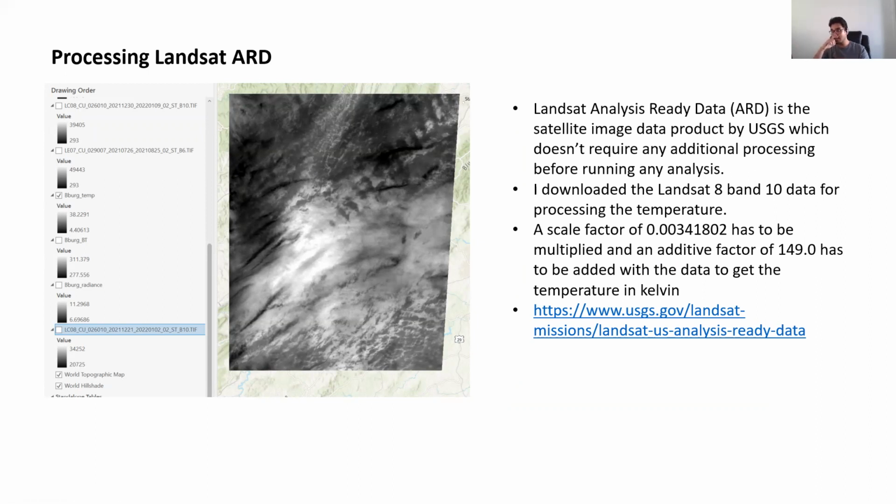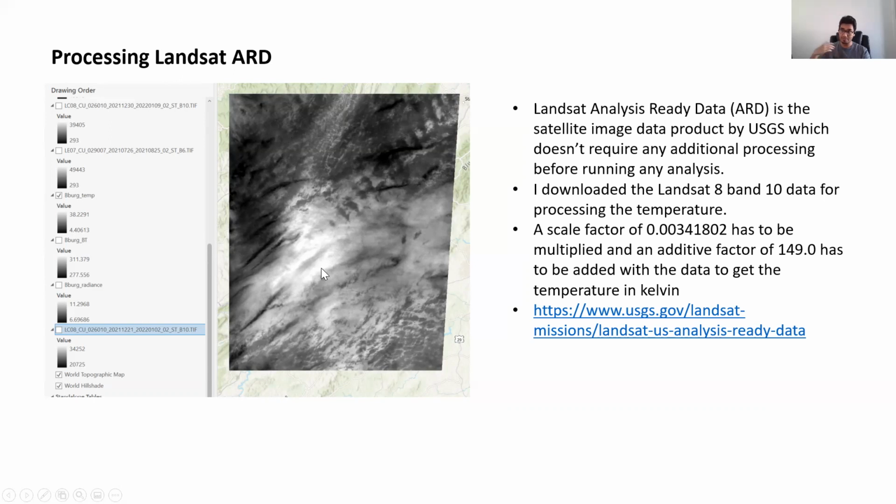The problem I ran into was that I was seeing a value like this. We couldn't figure out what this value means, because this was not in Kelvin, Celsius or Fahrenheit. So we were a bit confused. I reached out to two of my committee members, Dr. Theodore Lim and Dr. Santosh Rijal, and both of them suggested that there is a scale factor mentioned in their data product, and this scale factor has to be multiplied, and an additive factor of 149 has to be added with the data to get the temperature in Kelvin.